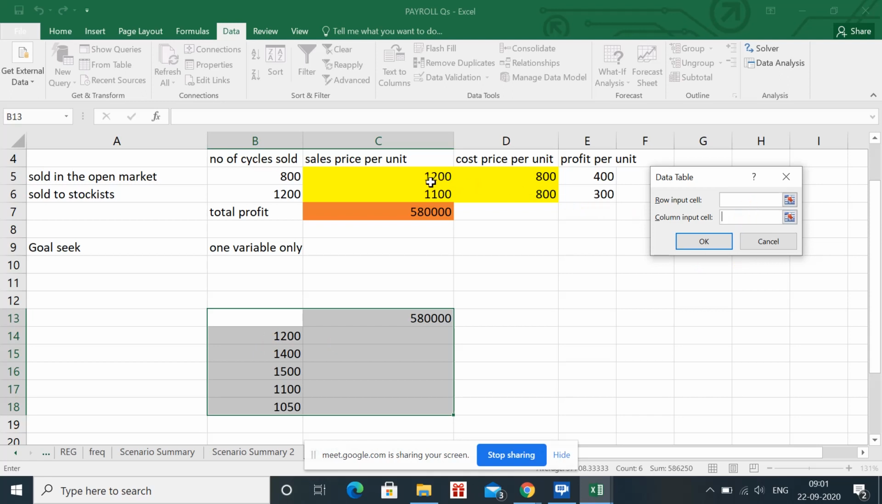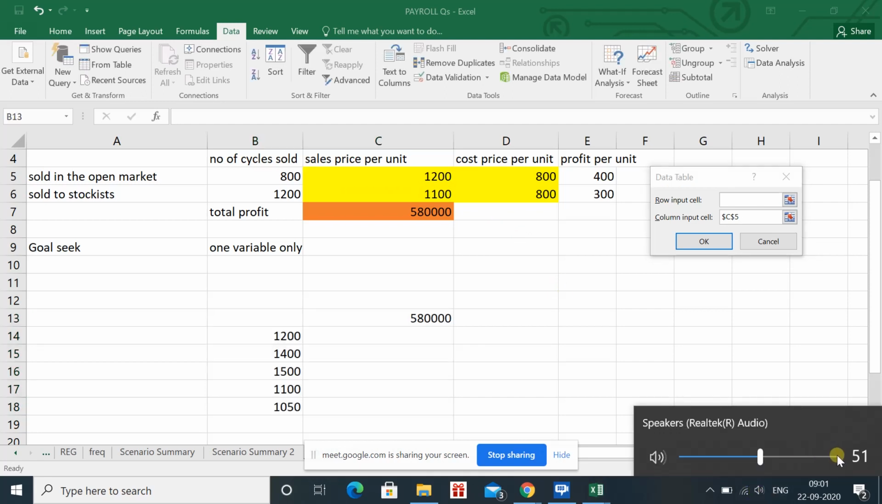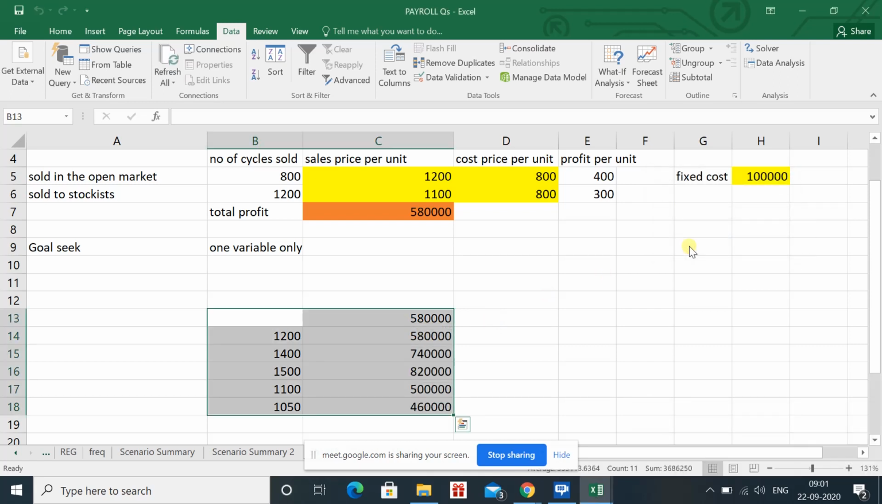So in column, what have we written? In column, we have written selling price per unit. Press OK. You will see that all the values will come. Related to profit, all the values will come.